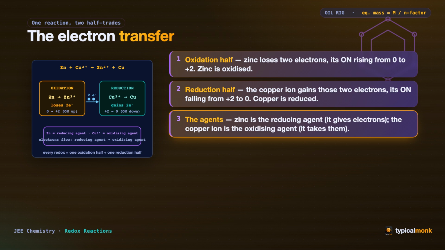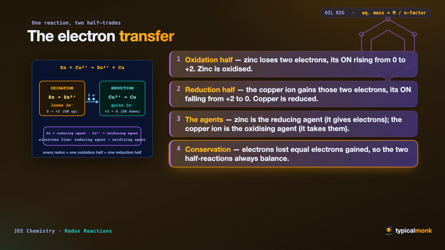So the agents, zinc is the reducing agent because it gives the electrons away, and the copper ion is the oxidizing agent because it takes them. The electrons flow from the reducing agent to the oxidizing agent. And conservation ties it together. The electrons lost must exactly equal the electrons gained. That is why the two half reactions always balance, and why we balance them by electrons.